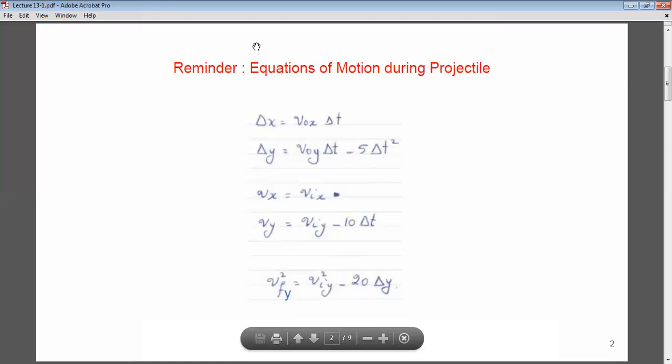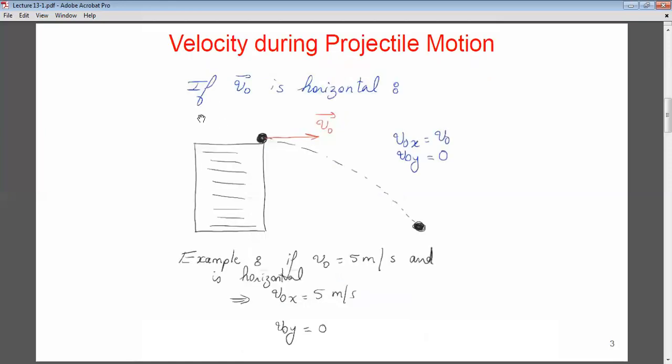So let's do 2 more exercises as we try to remember these equations. Before that, I just want to make a very quick revision for a vector, on how to get its components. The most important vector we will be dealing with in this chapter, apart from the acceleration, which is always downward, where the x component is 0 and the y component is minus 10, is the v initial.